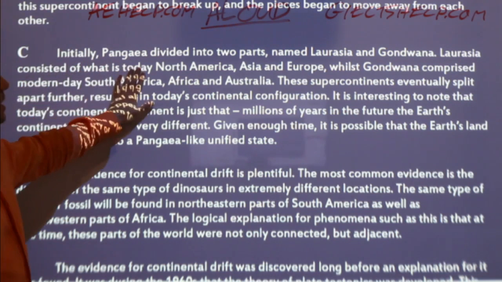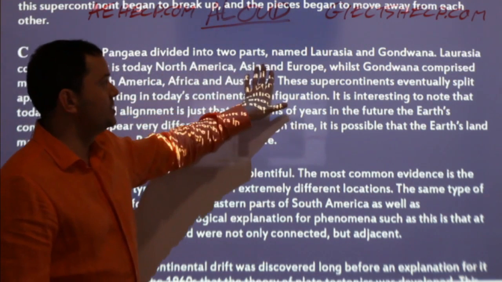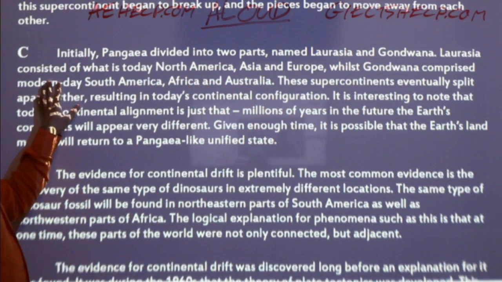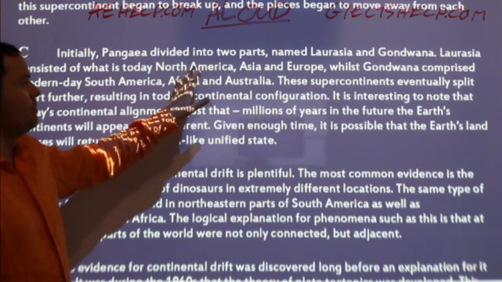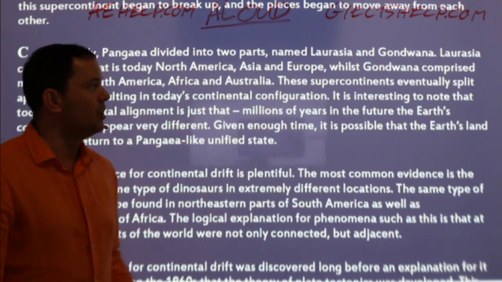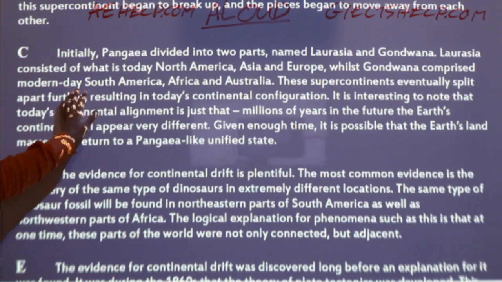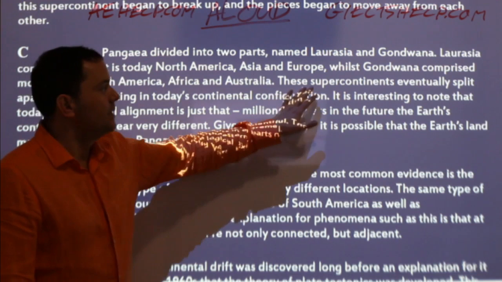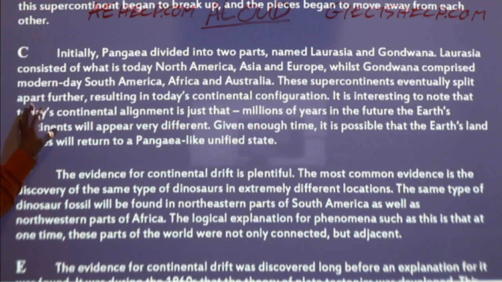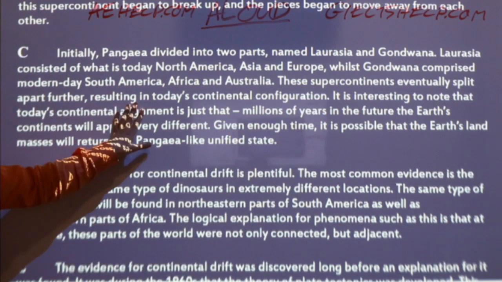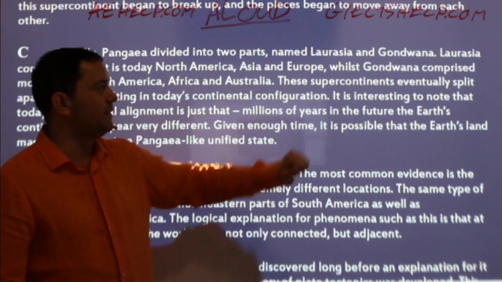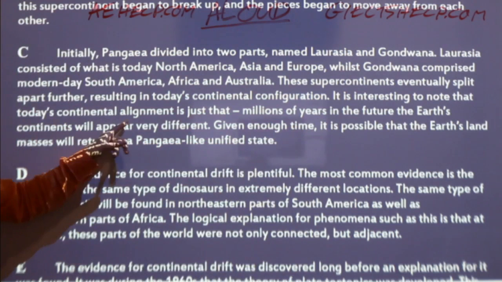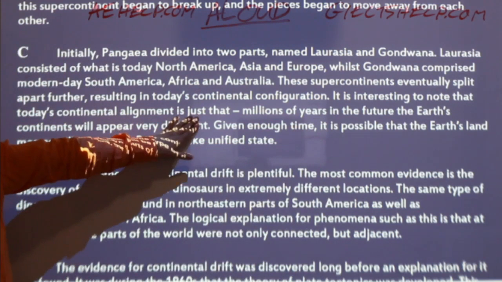Initially, Pangaea divided into two parts named Laurasia and Gondwana. Laurasia consisted of what is today North America, Asia, and Europe, while Gondwana comprised modern-day South America, Africa, and Australia. These supercontinents eventually split apart further, resulting in today's continental configuration.